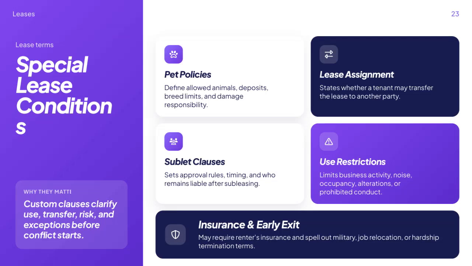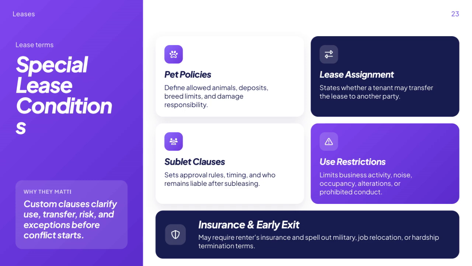When we talk about lease terms, we're really discussing the foundation of the rental agreement. These terms set the expectations and responsibilities for both the landlord and tenant. Special lease conditions are particularly important because they clarify how the property can be used, how lease transfer or assignment is handled, and outline any risks or exceptions up front, which helps prevent conflicts later on.